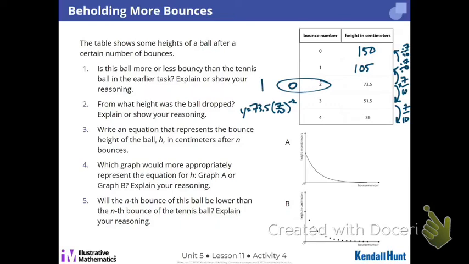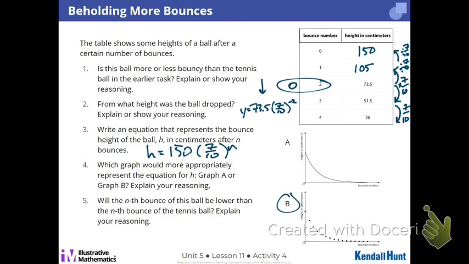Now all we have to do to make the equation is say the height is equal to what we now know our original height was, 150, times the decay factor of 7/10 to the n power. Which graph is better? Raise your hand for A. Raise your hand for B. I've got B. And the reason is the x value is the number of bounces.